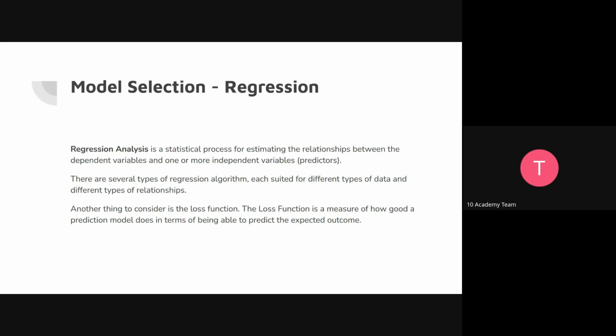And there are different models for regression, different types of algorithms you can use to model regression, and they depend on the type of data you have and the type of relationship you assume between your variables. You can have linear regression for linear relationships, polynomial regression for polynomial relationships, and you can have non-linear regression, like decision trees and stuff.